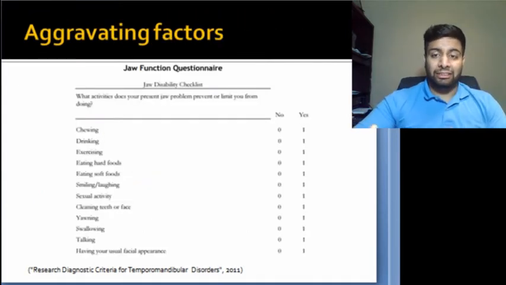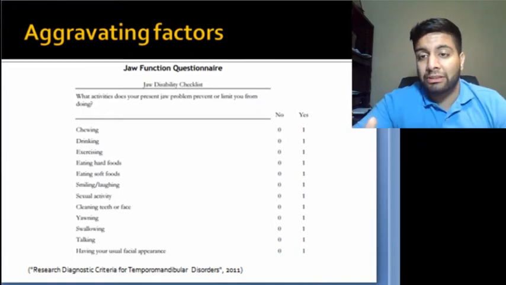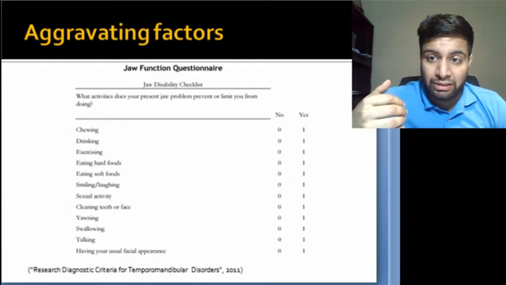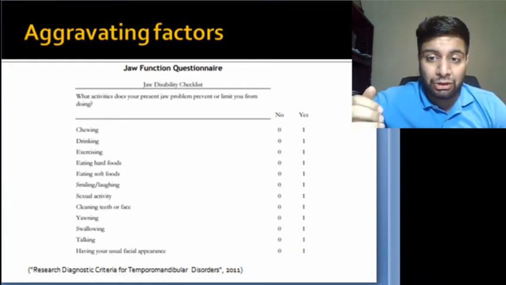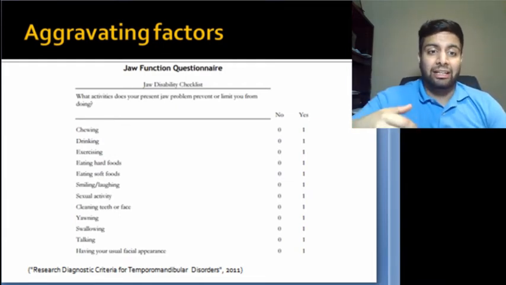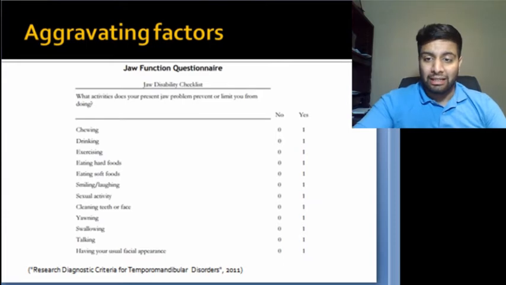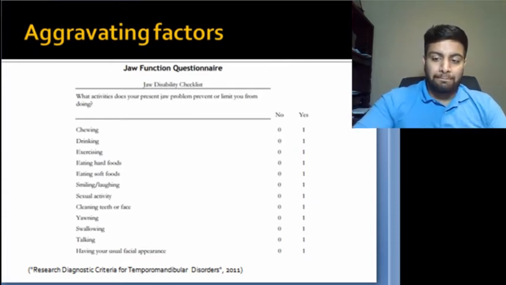Now, for aggravating factors, a good tool to give to your patients who come through with this is the jaw function questionnaire. Basically, it asks questions about chewing, drinking, exercising, eating hard and soft foods, smiling, laughing, sexual activities, cleaning teeth or face, yawning, swallowing, and talking. So it gives you a good understanding of whether they're having trouble with all these things or not.